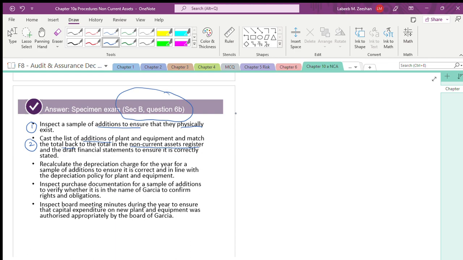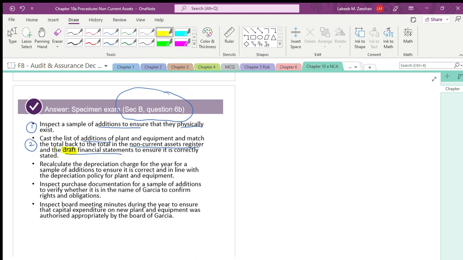You cast the list of the additions and you see what has been done in the non-current asset register. And you should ask me this question, I'm expecting you: why are we saying all the time draft financial statements? Draft financial statements means it is before the year-end audit. When it is before year-end, it is in a draft format only. After year-end, once it has been signed, then it is called an approved financial statement. But if it is not signed, it will be in draft mode only.